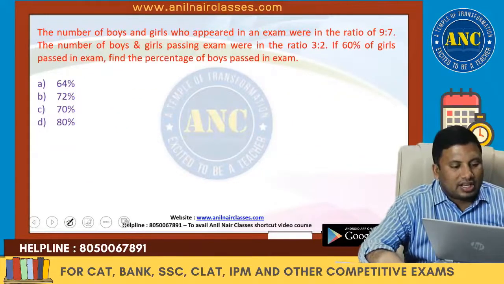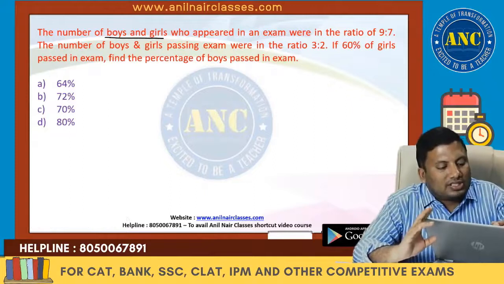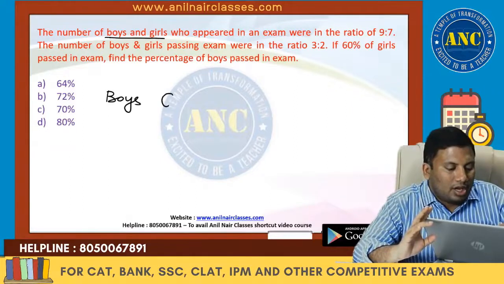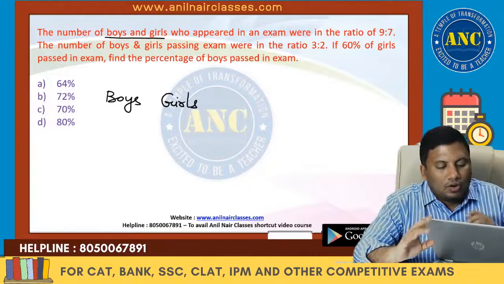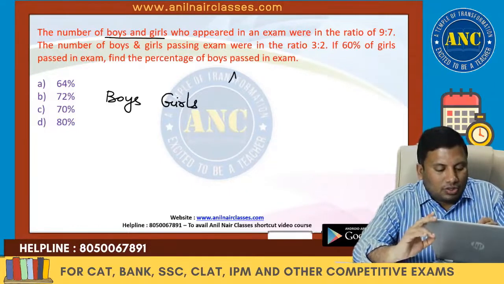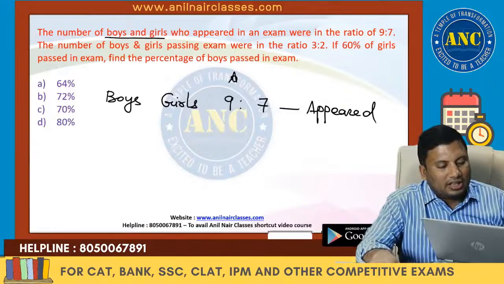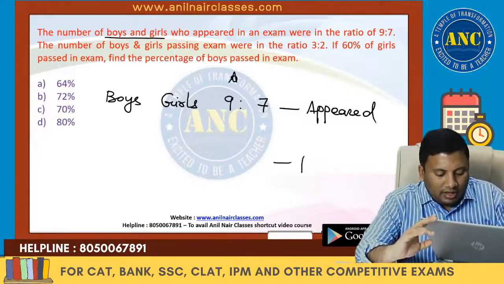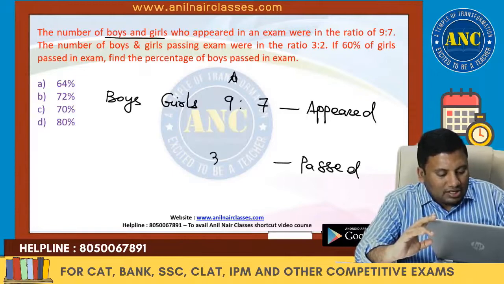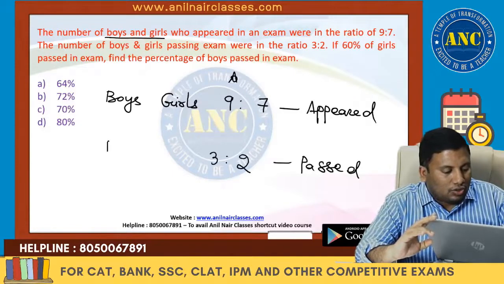This is also an exam question. Number of boys and girls. There are boys and there are girls who appeared in the exam. Those who appeared in the exam are in the ratio 9:7. So this is the ratio of the boys and girls who appeared in the examination. Now it is given in the question how many passed. Passed is in the ratio 3:2, again boys and girls.